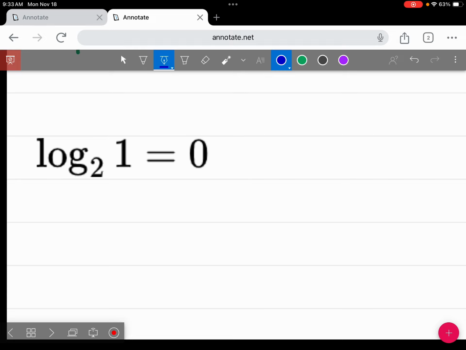How about on this next row? What are we going to get on this first one? 2 to the power of 0 equals 1. So our base to the power equals the argument. So our base to our power equals our argument. So we're going to have 2 to the power of 0 equals 1. Anything raised to a 0 power is 1.